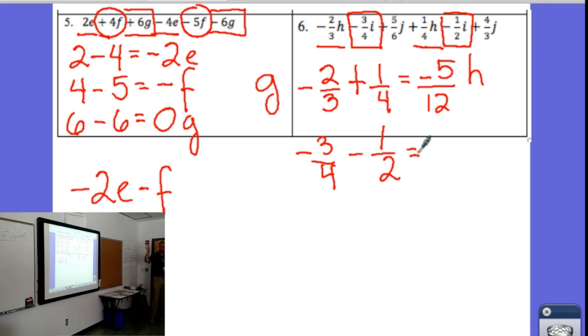Is everybody okay with this? You guys know how to do the fraction? If you have any questions, raise your hand because this is very important that you know how to enter your fractions, okay?